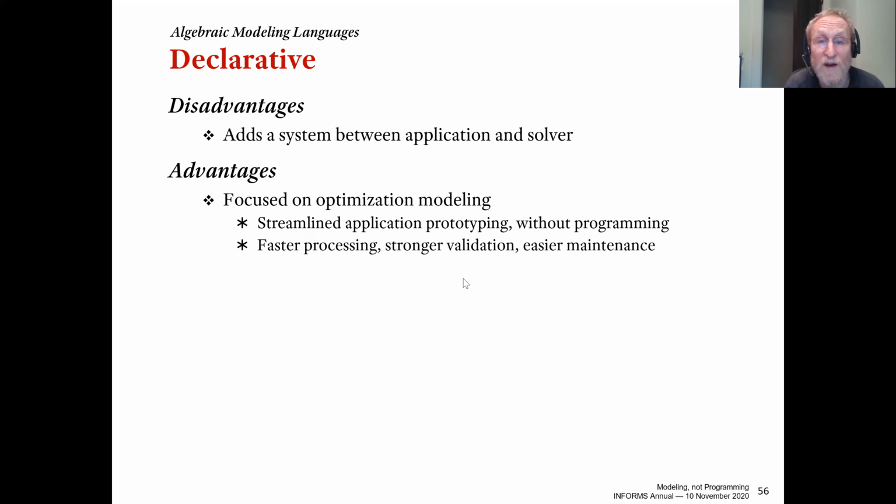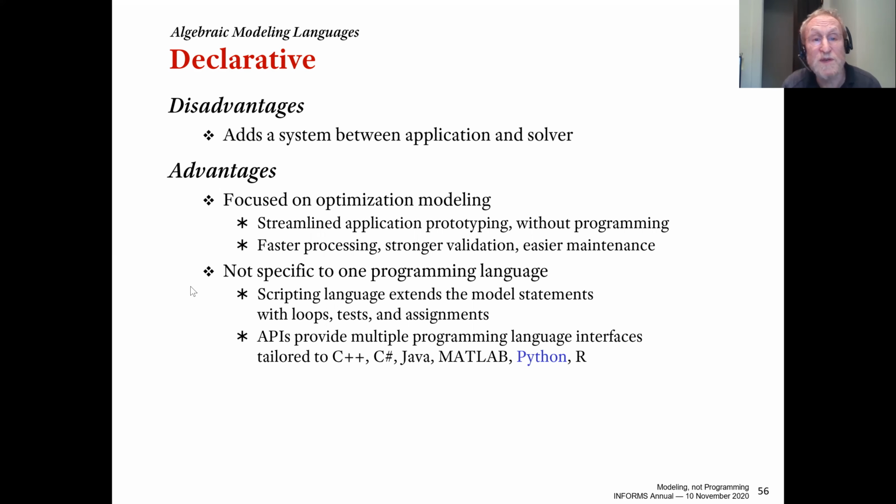It gives the stronger validation that I mentioned because it says exactly what the data should look like, and easier maintenance because it's easier to read. Additionally, it's not specific to one programming language. AMPL has its own scripting language to do some easy sorts of programming around the model, and then there are APIs for all the popular languages. There's a Python API, but if you're doing it in C++, there's a C++ API. So you're not limited to one.